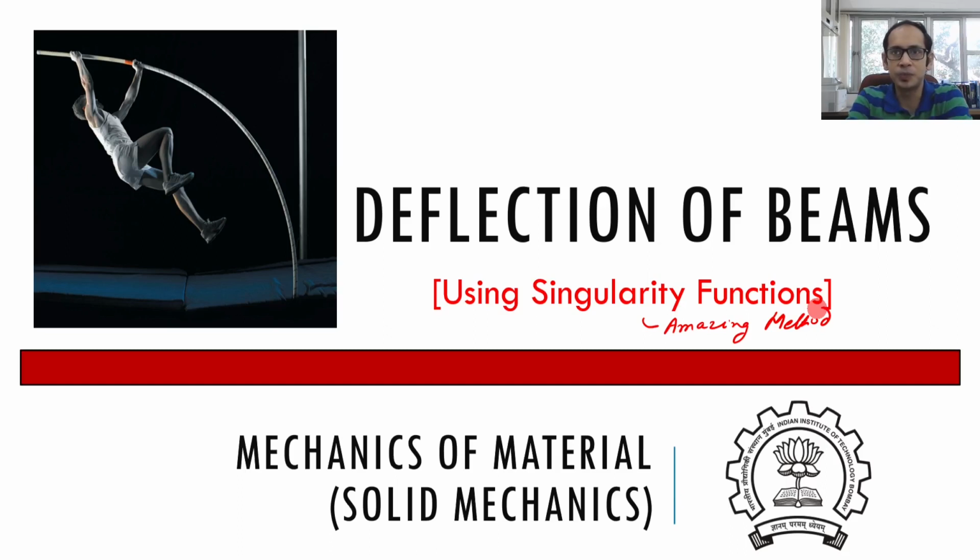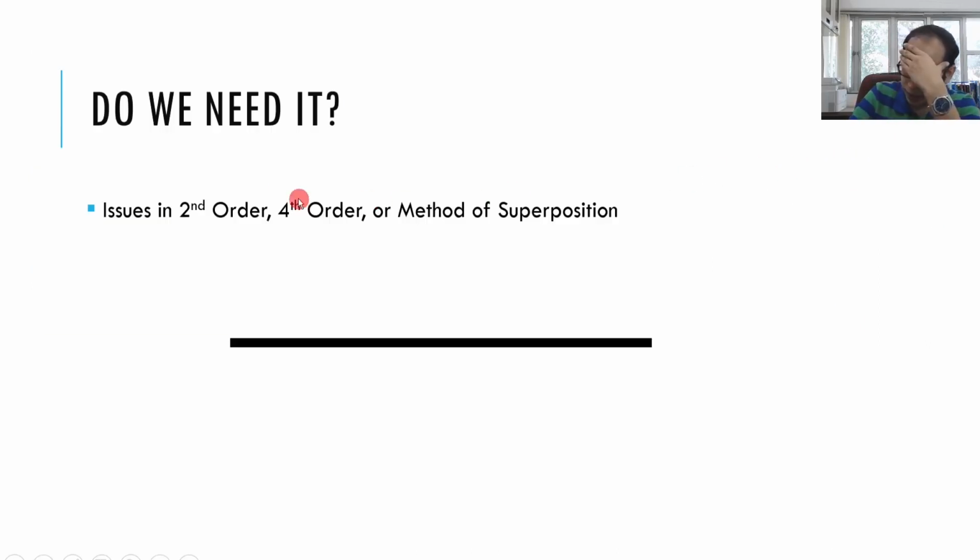But first, why do we need to learn this? Why can't we be just happy with the second order method or the fourth order method or with the method of superposition? Well, if you think about it, do you actually need to know another method, which is using the singularity functions? So if you think of the different techniques that we learned, for example, the second order, fourth order, or the method of superposition.